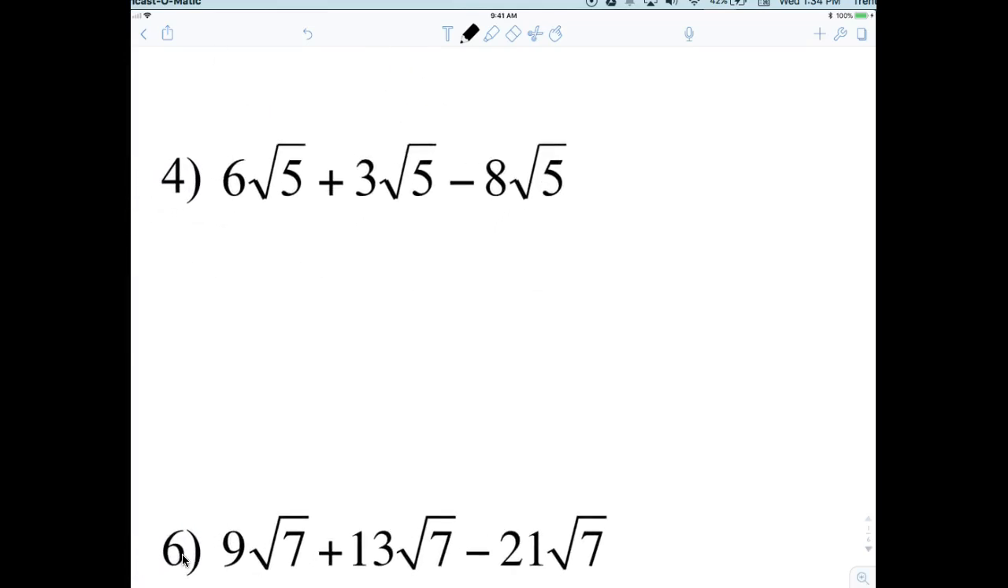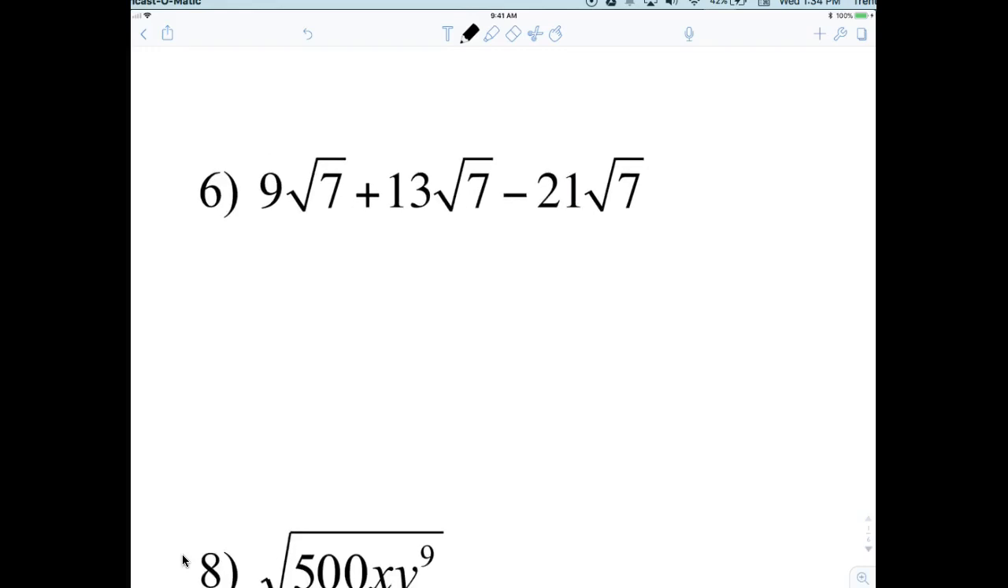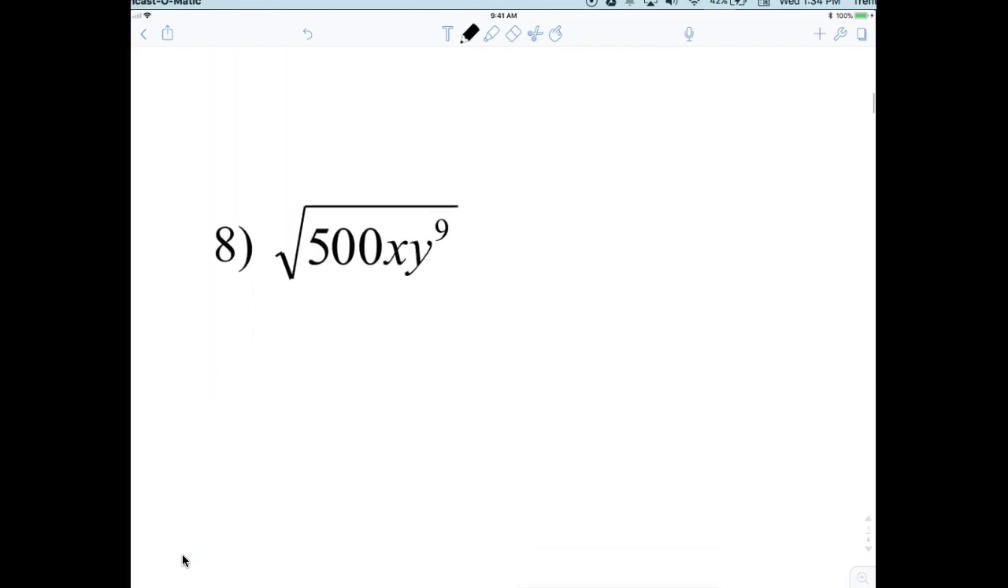Number 4. Radical 5. She's exactly right. Radical 5. Radical 5 is correct. Anybody have any issues? No. All right, question number 6. Somebody said radical what? I think it's radical 7. Anybody have any issues? Straightforward.